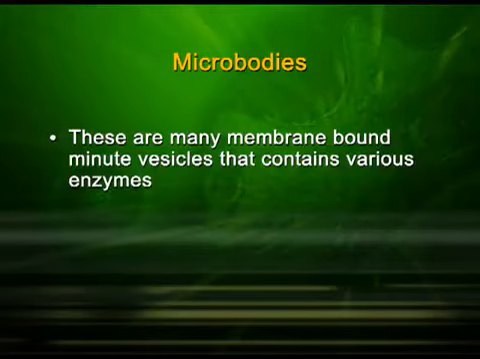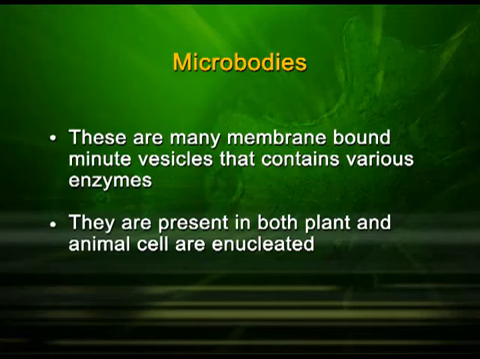Apart from all these organelles, the eukaryotic cells may also contain certain microbodies. These are membrane-bound minute vesicles that contain various enzymes. They are present in both plant and animal cells.